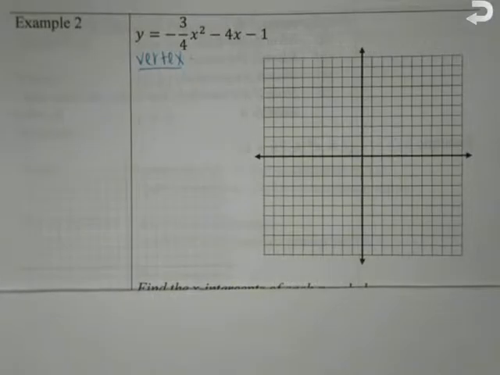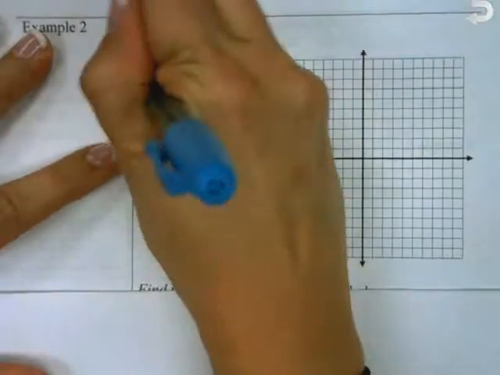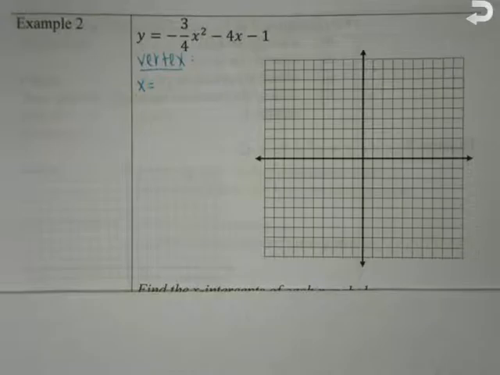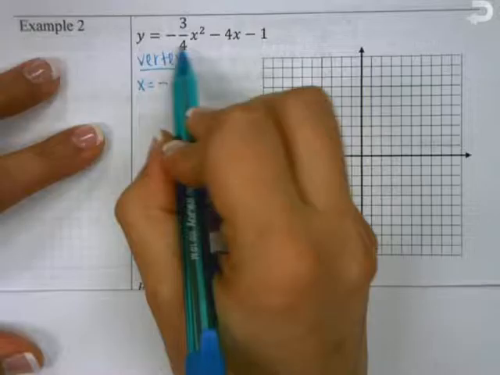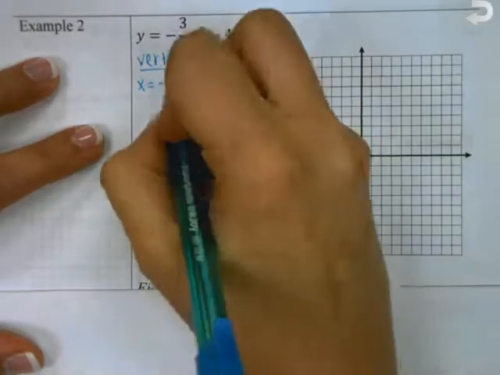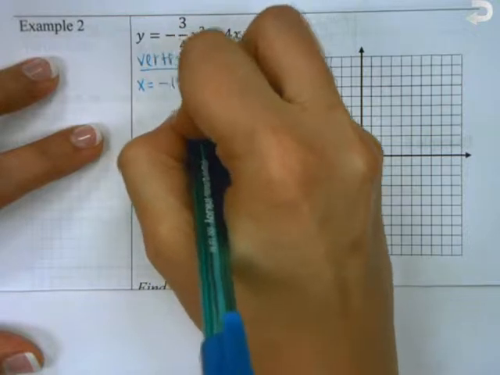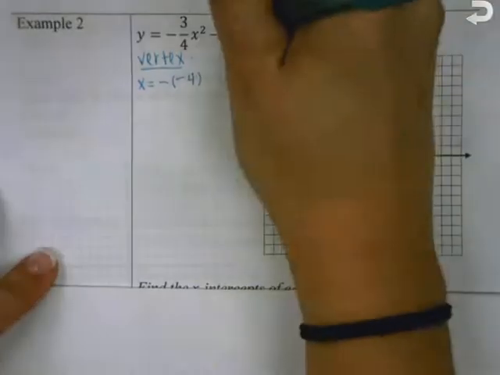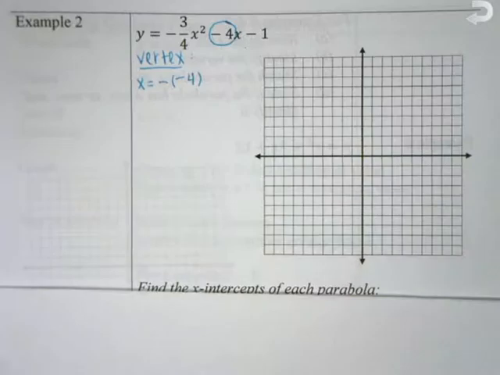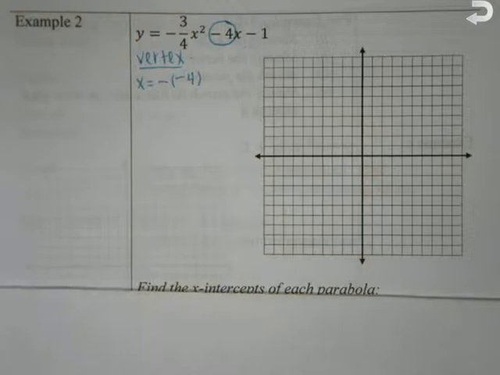So we have negative, what's b in this equation? Negative 4. So this is negative 4. So I want you guys to remember, whatever b is, it's being multiplied by a negative. So if b already has a negative attached to it, you're still multiplying it by a negative. Okay? So it's kind of like taking the opposite of b, whatever it is. All over 2 times negative 3/4.